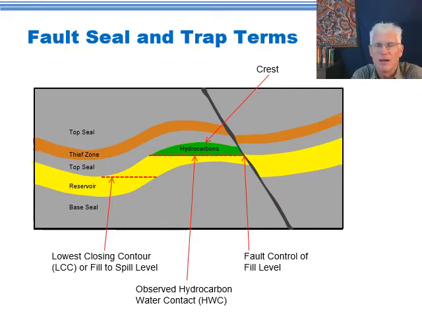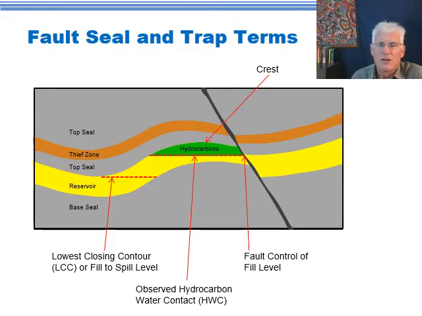We have an observed hydrocarbon water contact labeled HWC. And if we have fault control of the fill level, it might be as shown there, where the hydrocarbons rise up and then fill the top of the fold until they leak out across the fault to the right. If that fault is also a seal, then what might happen is it would fill to a deeper level where it would spill across the syncline area to the right and go up in through the reservoir off to the right. So that might be called the lowest closing contour, or the fill to spill level.